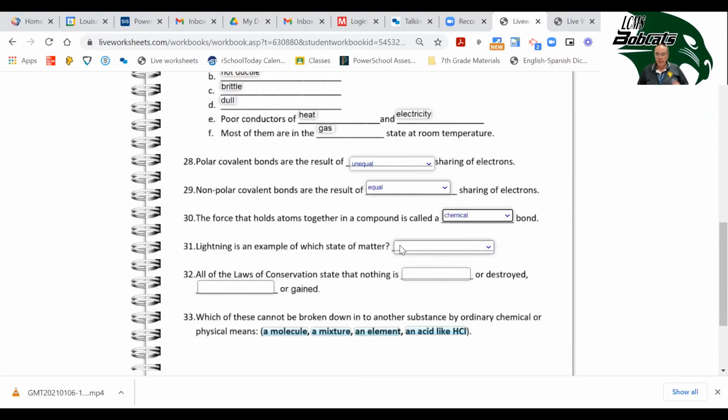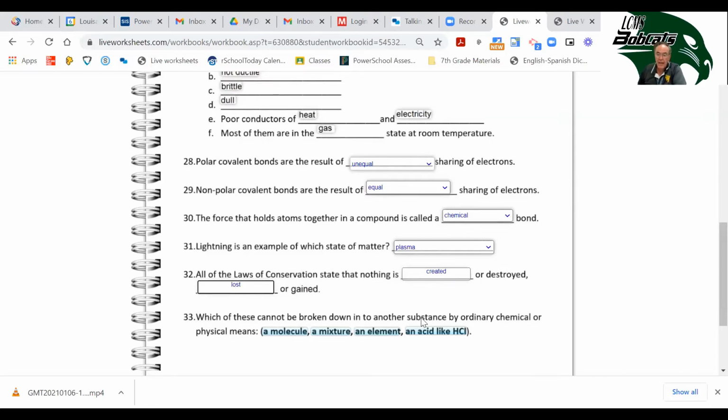Lightning is an example. It is not a solid. It is not a liquid. It is not a gas. It's a highly charged state of energy. It is plasma. Law of conservation, all the laws of conservation, whether conservation of mass, energy, whatever, they all say that nothing is created or destroyed, lost or gained.